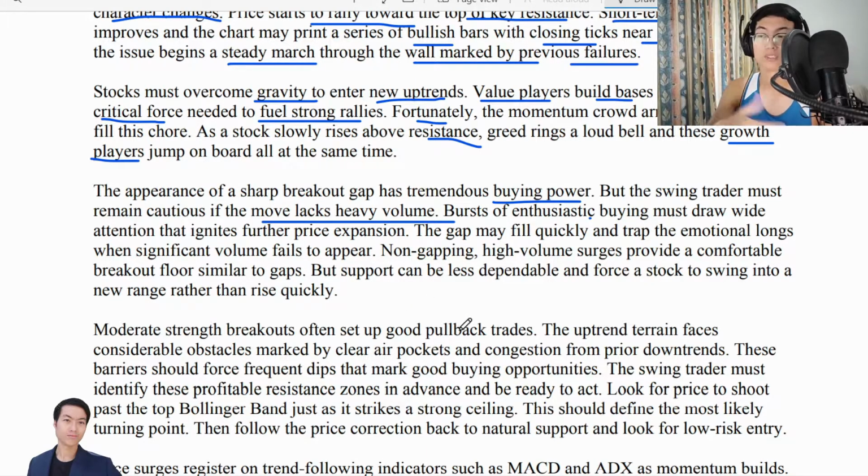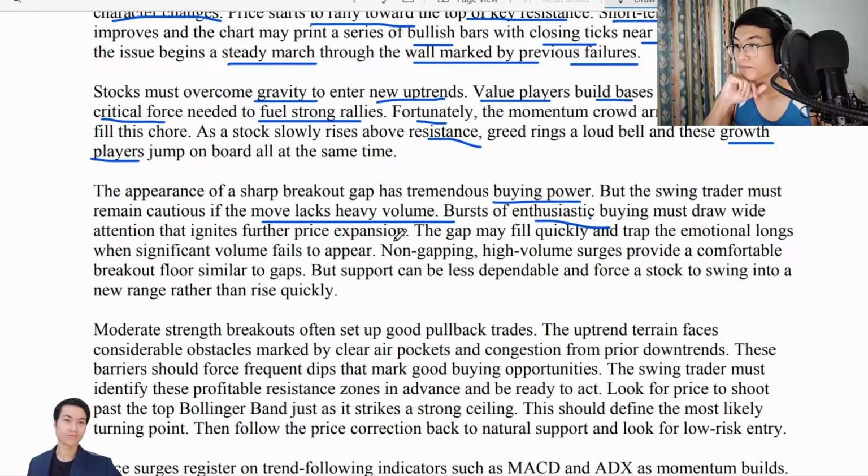So that's not what I want to see. You want to see heavy volume. Maybe the average volume of the day is normally 300,000, 400,000, then today they're trading around 1 million, 2 million, 3 million volume. That means there's heavy volume, a lot of eyes on this company that can push this price up. So the institutions or big players are not able to manipulate it too much; they would actually be squeezed by the big players. So what I want to look for is heavy volume. A burst of enthusiastic buying must draw wide attention that ignites further price expansion. Heavy volume will trap a lot of people, a lot of eyes and attention will be on the stock, and this will fuel massive rallies that come out from a breakout.